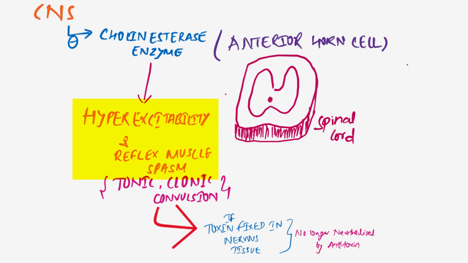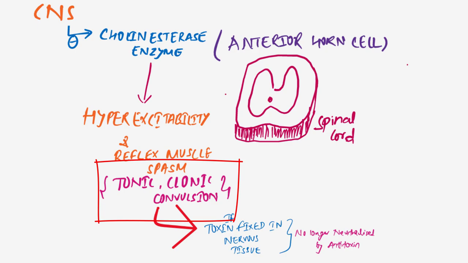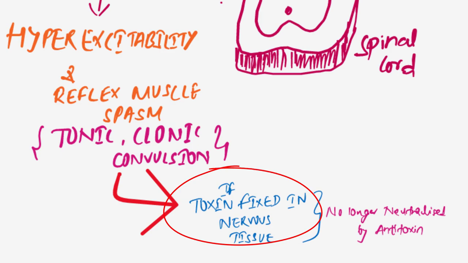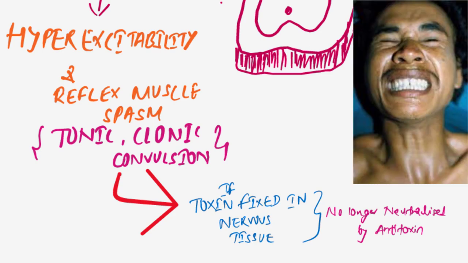muscle spasm episodes. As a result, the nerves and the muscles are hyperexcitable and reflex muscle spasms occur, leading to a state called tonic-clonic convulsions, in which the tonic and the clonic state interchangeably occur. In the tonic state, the muscle tone increases, which leads to stiffening of the muscles, and in clonic phase, jerks or twitching episodes, which is an involuntary contraction of the muscle fibers, appear. Once the toxin is fixed in the nerve tissue, it can no longer be neutralized by the use of antitoxin, and hence, it's said that tetanus cannot be completely cured, but only the symptoms are relieved.